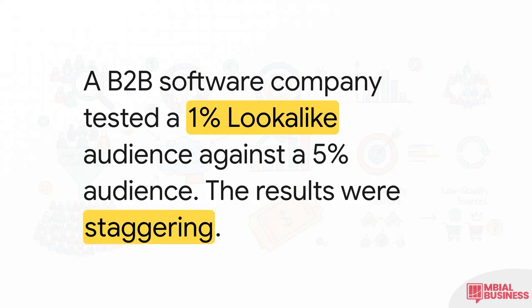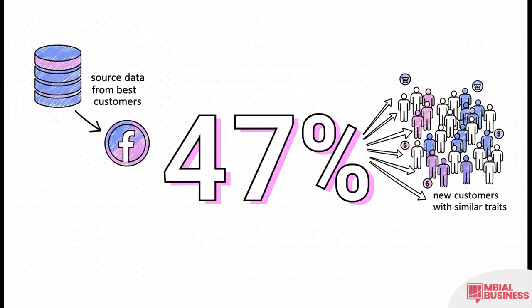Let's look at a real-world example just to see how powerful that precision can be. A B2B software company put this exact strategy to the test. They used a super high-quality source and that 1% sniper rifle approach. And the results? They were stunning. First off, just by focusing on that high-quality 1% lookalike, they got a 47% lower cost per acquisition. Let that sink in. They were spending nearly half as much to get a new customer in the door.